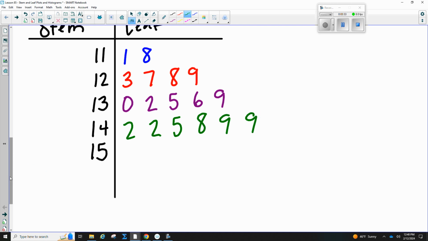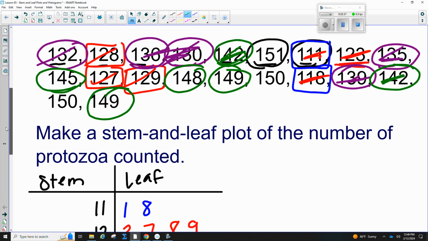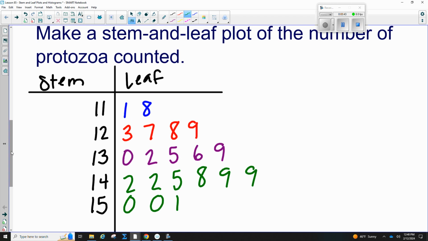And then we've got the 150s. It looks like there's 3 of them, so 0, 0, 1. And that would be our stem and leaf. So it's really just putting it in order from least to greatest, working from the inside out. That's called a stem and leaf graph.